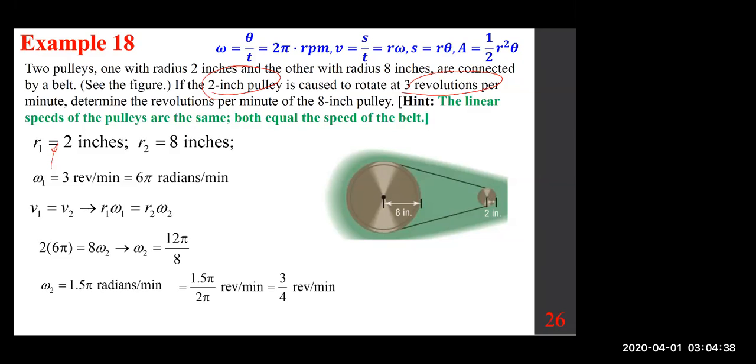Understand why we are changing it, because it was given as revolutions per minute for the first one. We are going to give it back in the same format, RPM. Remember, omega is 2 pi RPM. So you have to divide it by 2 pi to get to the different units of revolutions per minute.